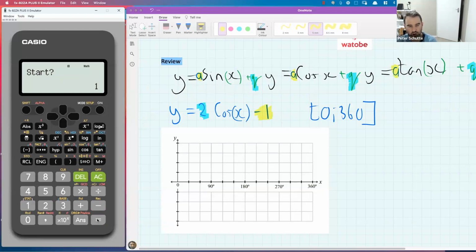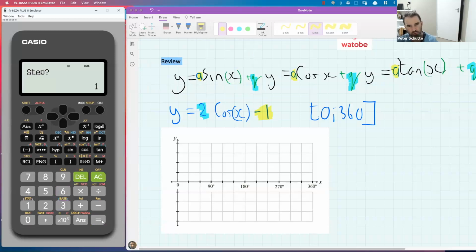And now the start. Tell me, where do I start if I want to draw this graph? What's the number I'm going to do on my calculator? Yeah, you start at 0 because the question said 0. Here, it starts at 0. Okay, now I go equals. Now, where is it going to end? Okay, that's easy enough. It's in the question. So 360, yep.